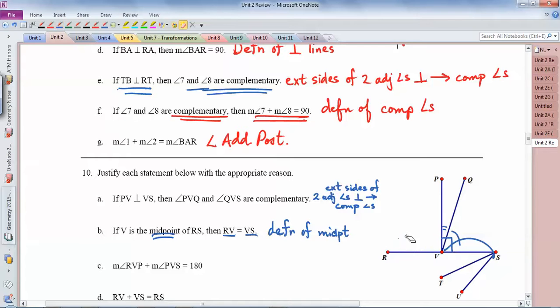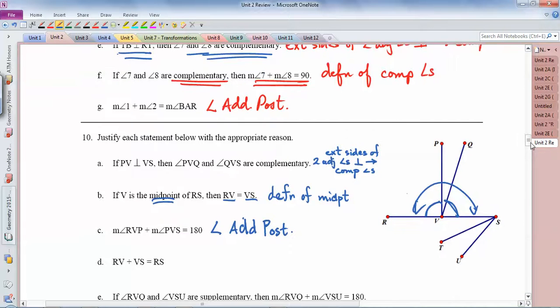Let's see. C says RVP plus PVS equals 180, equals the whole angle. Or really, it's just two angles right next to each other equal the big angle. That's always angle addition postulate. In this case, it's actually the special case, but we don't need to write that. The next one says RV plus VS equals RS. That's one part here plus one part right next to it equals the whole segment. So that's actually the segment addition postulate.